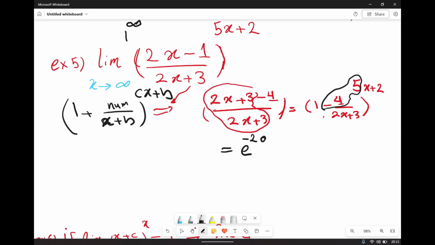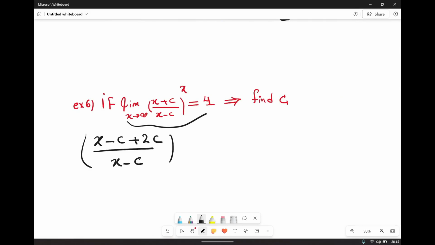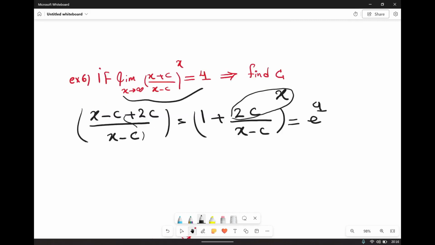Another question: if the limit of something is e power 4, find c. We use our trick: x minus c plus 2c divided by x minus c, and we factor them, it is 1 plus 2c divided by x minus c, power x. We know this exactly is e power 4 because the question told us. Therefore in this place the coefficient is 1, therefore 2c is 4 and c is 2.